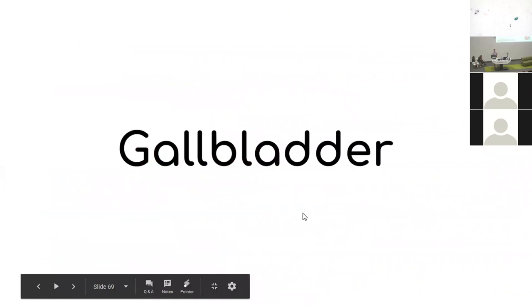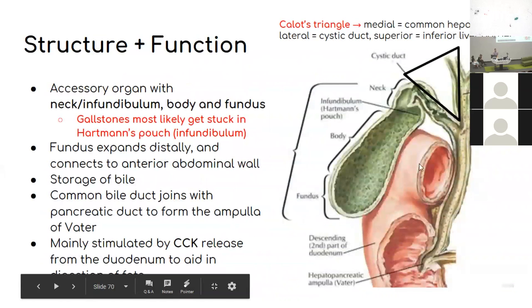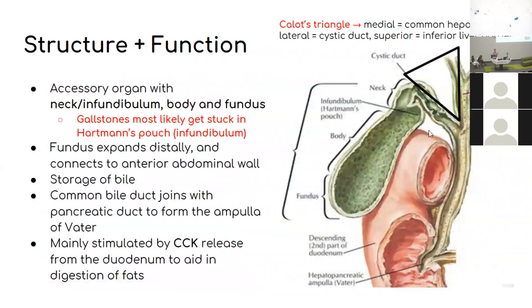So the gallbladder, just some key parts: the neck, body, and fundus. And then this little outpouching here, which is the infundibulum or Hartmann's pouch, is clinically relevant because that's where your gallstones are most likely to get stuck.